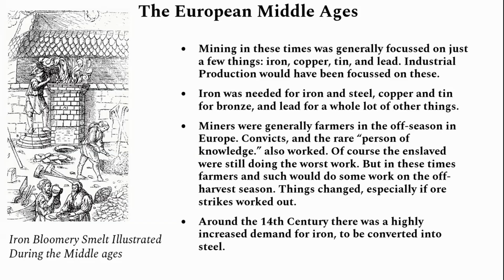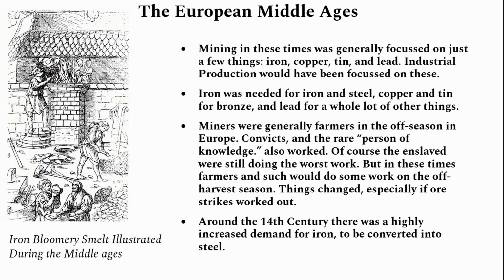Of course, the enslaved were still doing the worst work, but in these times, farmers and such would do some work in the off harvest season, and things change, especially if ore strikes worked out. They might end up doing it full on. Around the 14th century, there was a highly increased demand for iron to be converted into steel, not just for weaponry and armor, but also for other uses, tools, things like that.